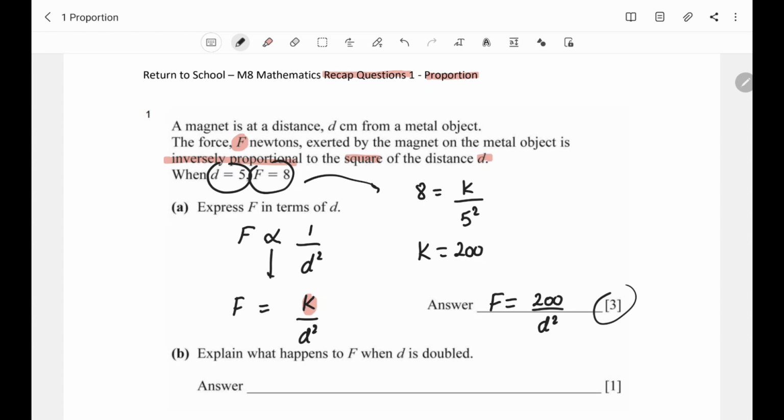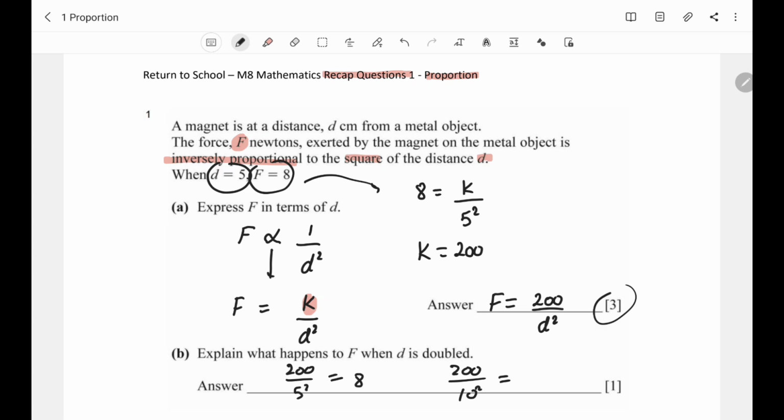Explain what happens to F when d is doubled. The best thing to do is just pick two values of d, where the second one is twice the value of the first one. So let's say, what happens when d is 5, and then work out what happens when d is double that, 10. So 200 over 5 squared, and compare that to 200 over 10 squared. See what your values are. These are values of F, and see what happens to F whenever we have double the value of d.